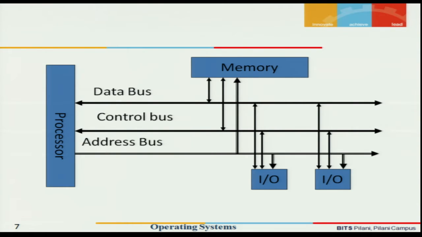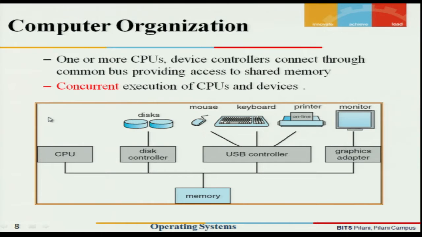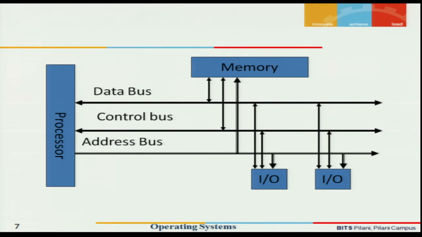How are these main components connected with each other? We have a processor. A processor will have a set of lines known as a data bus. The data bus is the set of lines responsible for carrying data from memory or an I/O device, or carrying data to memory or an I/O device.